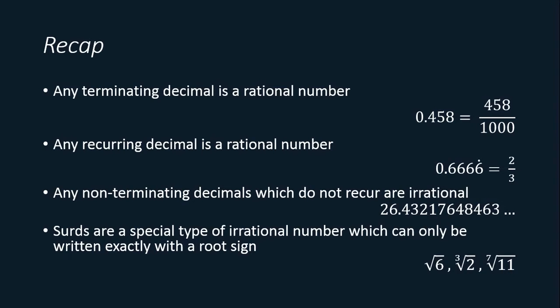First, remember that any terminating decimal is automatically a rational number. Also, any recurring decimal is going to be a rational number. Our irrational numbers are non-terminating decimals which do not recur. They go on forever and they never repeat.